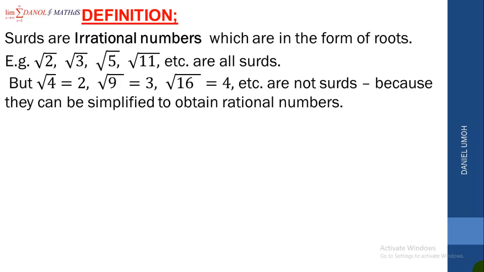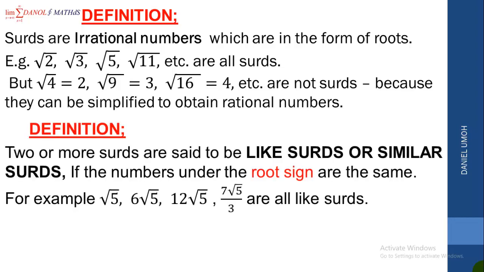Okay, now another definition I want you to note before we go into the rules of surds is that two or more surds are said to be like surds or similar surds if and only if the numbers under the square root sign are the same. So when do we say that two surds are like? When do we say that two surds are similar? It is only when the numbers under the root sign are the same.